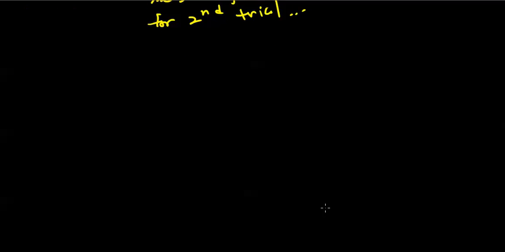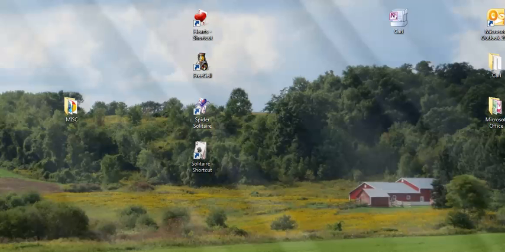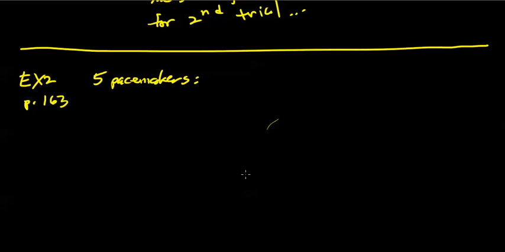Alright, I want to look at another example in the book. This is example 2 on page 163. I've got 5 pacemakers. You might want to refresh your memory on that. It is kind of a wordy example in the book. You might want to pause and read this problem, example 2, page 163. Alright, quality control in manufacturing. The long and short of it is, for this experiment, we've got 5 pacemakers. 3 of them are good, and 2 of them are defective.